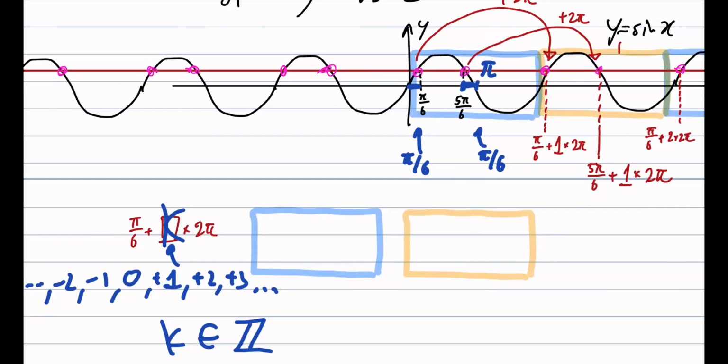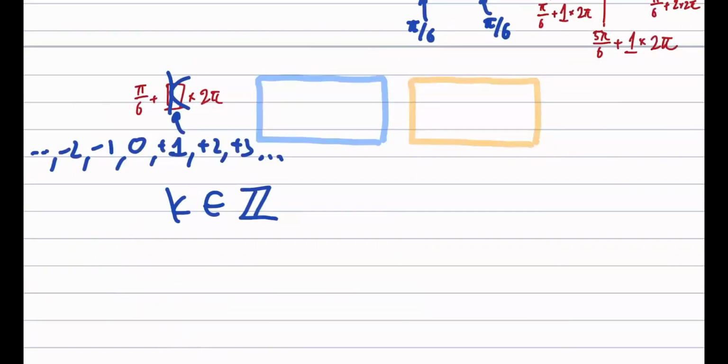That's for one of them, but of course you also have the 5 pi over 6. Again, it's plus 1 times 2 pi, plus 2 times 2 pi, plus 3 times 2 pi. But it could be 0 times 2 pi, which is the original solution, or negative 1 times 2 pi to go left one time, negative 2 times 2 pi to go two times to the left, and so on. So in general, you have k times 2 pi. Does that make sense so far?